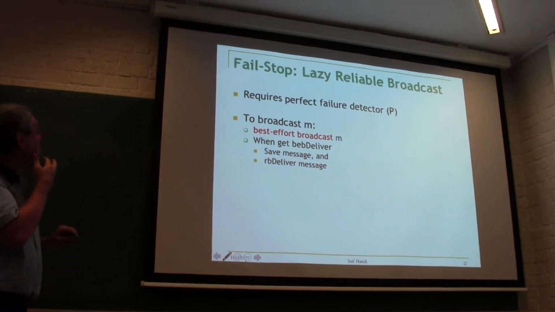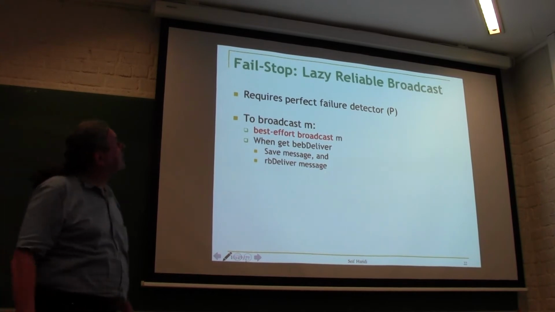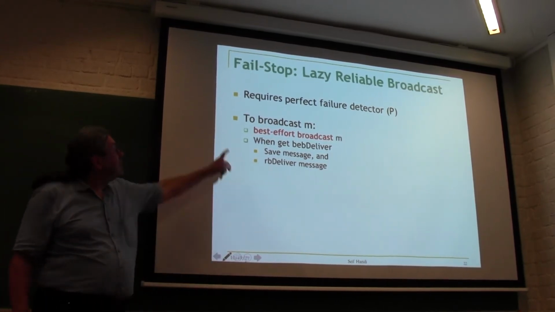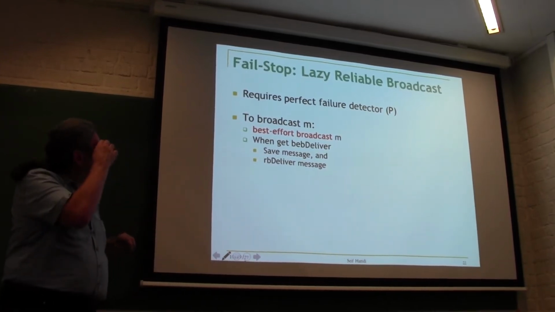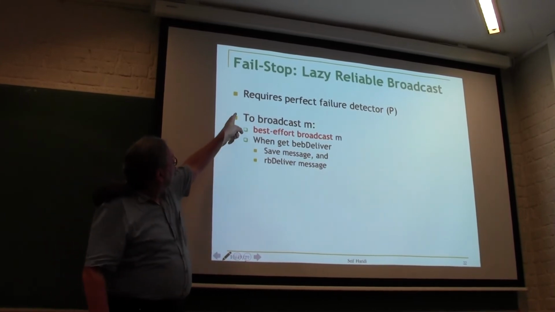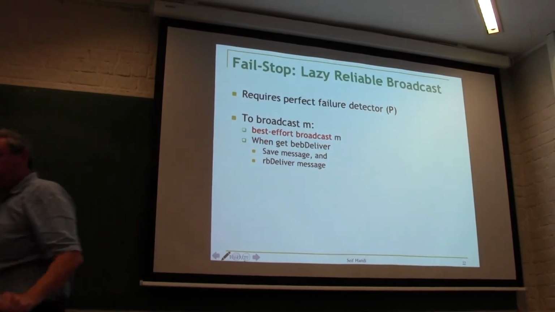So let me do a couple of algorithms. We're going to do a few algorithms. The first one is called lazy reliable broadcast. And lazy basically means that it relies on this perfect failure detector. Okay? So this algorithm actually needs P. It needs a perfect one, okay? So how do we do it?